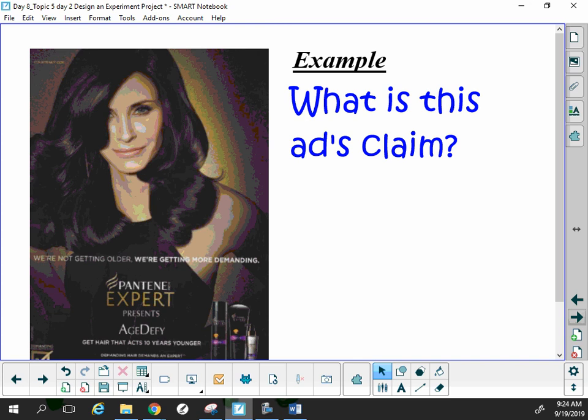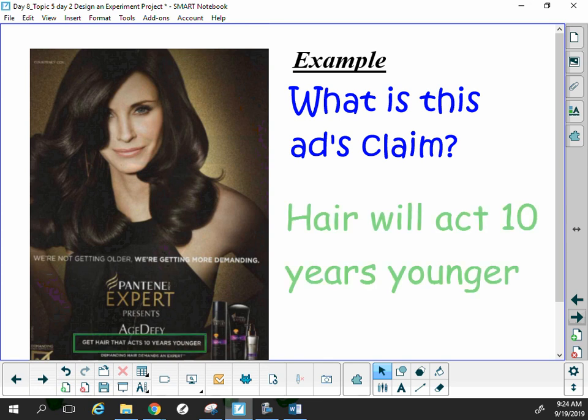So here is my ad that I found. We're not getting older, we're getting more demanding. Pantene Expert presents Age Defy. Get hair that acts 10 years younger. So what's the claim? Your hair is going to act 10 years younger.